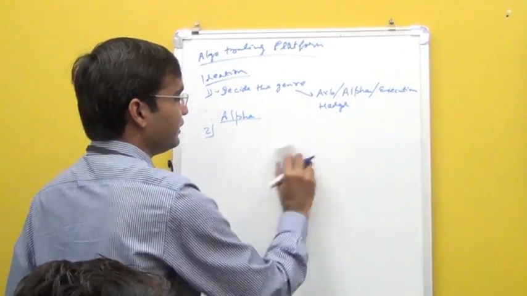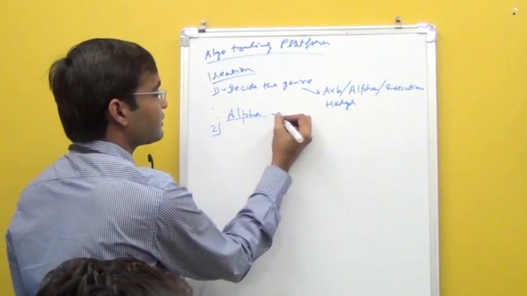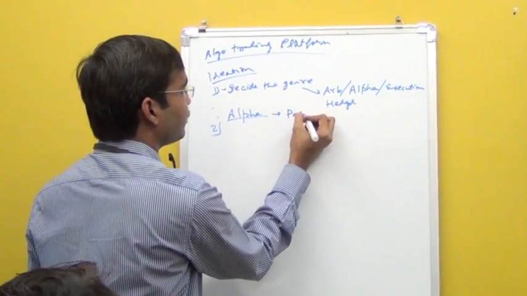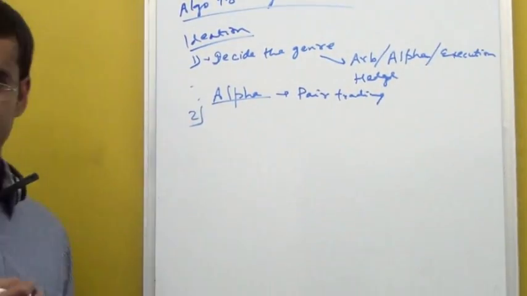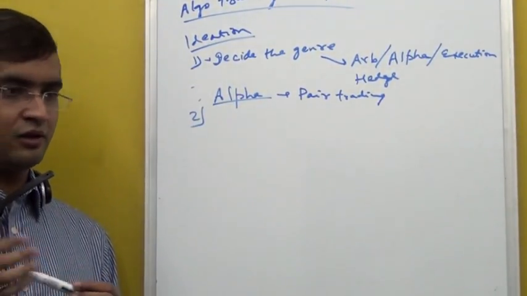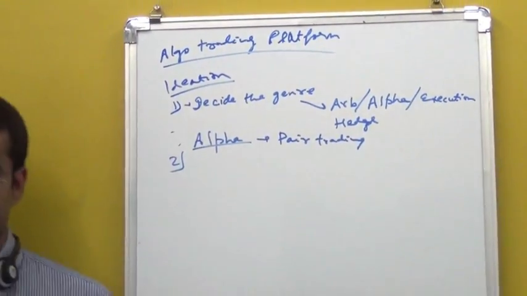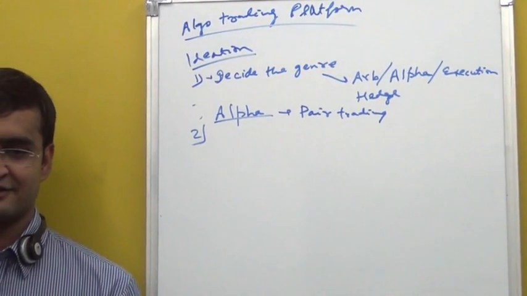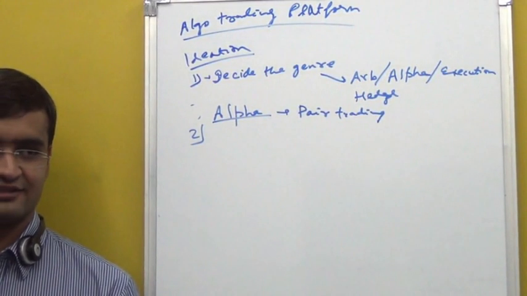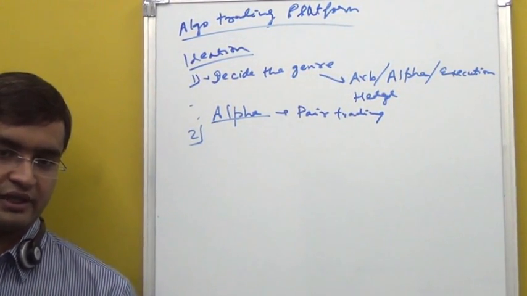So I decide that okay, I want to build an alpha strategy. Say I even decide that I want to go for a pair trading strategy, which is a mix of alpha plus hedge. Okay. So now what? What should I do? If you want to do a pair trading strategy, what will be the next step? Create a model. Where you will be quoting and where you will be hitting. Where you will be quoting and hitting.